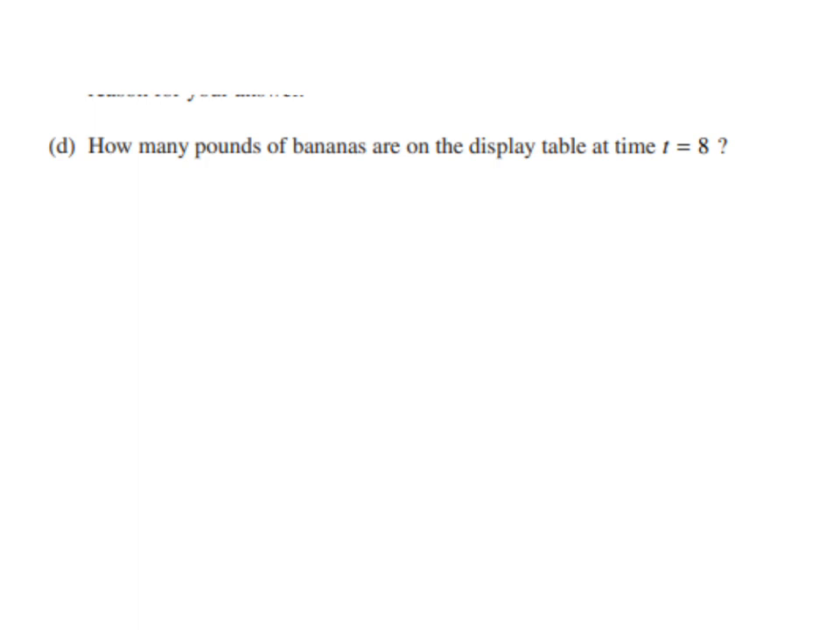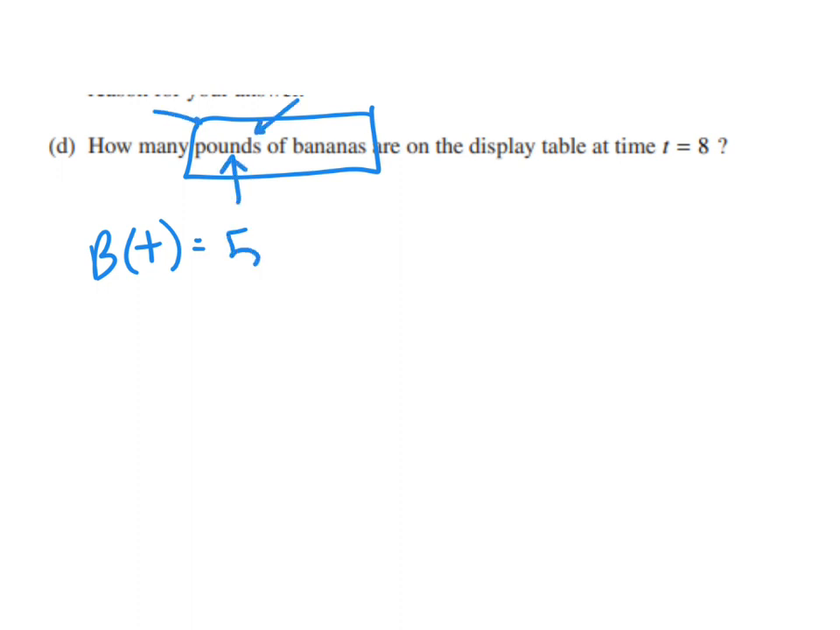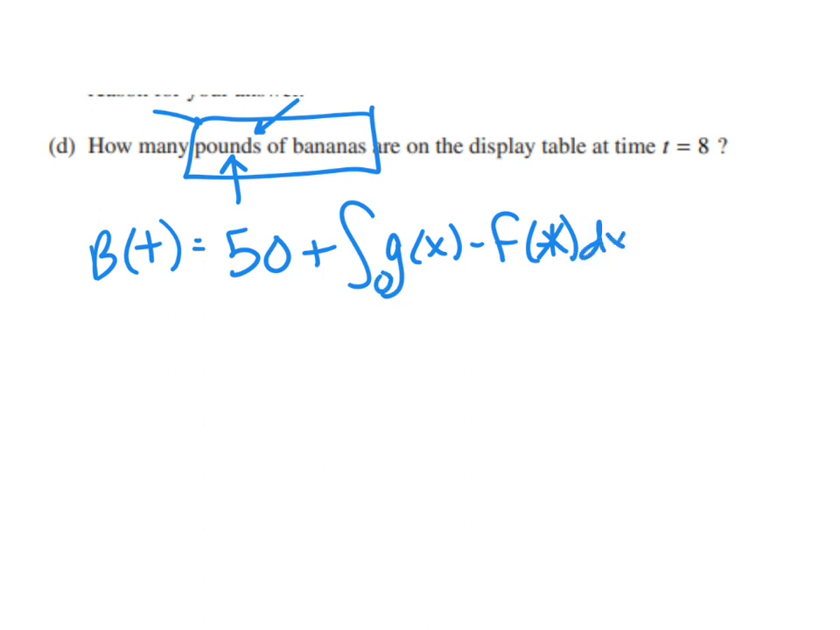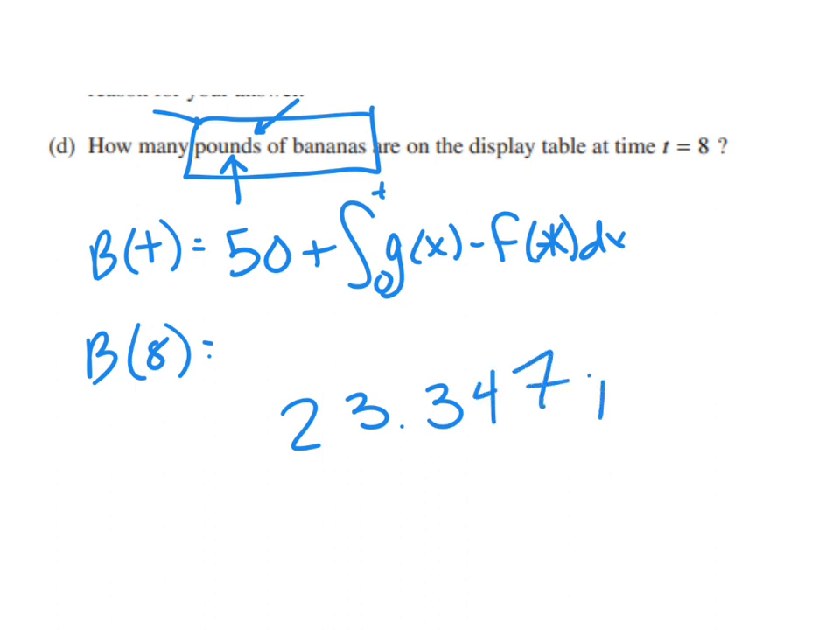Now, I think D was a real nice question. I almost wish they would have asked this part before C, because obviously you're setting up the same equation. Find the number of pounds of bananas, so write yourself a function of bananas. Again, in pounds, that is the key word, those units. So you have 50 pounds plus the amount that comes in minus the amount that goes out. Whoops, call that an x. From 0 to t, and they just want you to find b of 8. So I'm just doing a nice plug and chug in my calculator. And I've got 23.347 pounds. Okay, so you have it, a nice in and out question again.